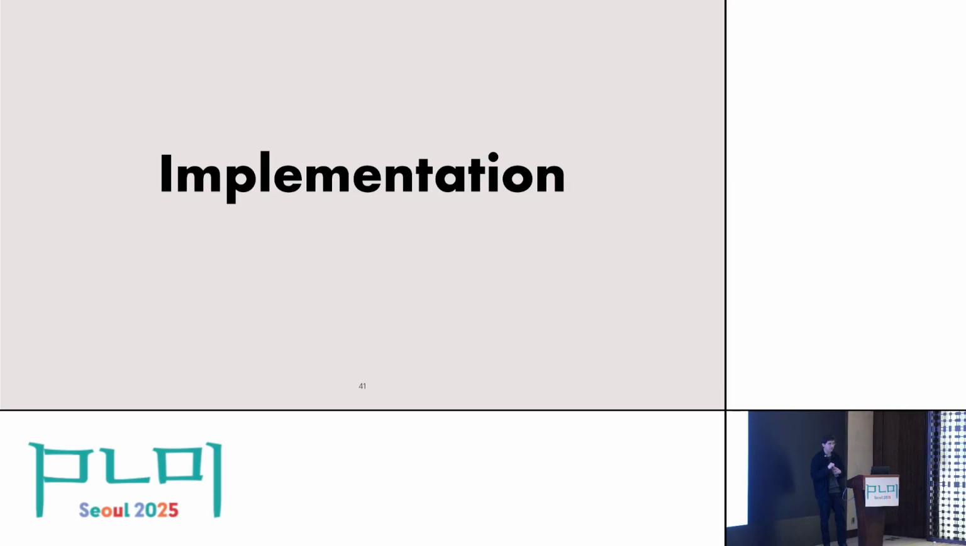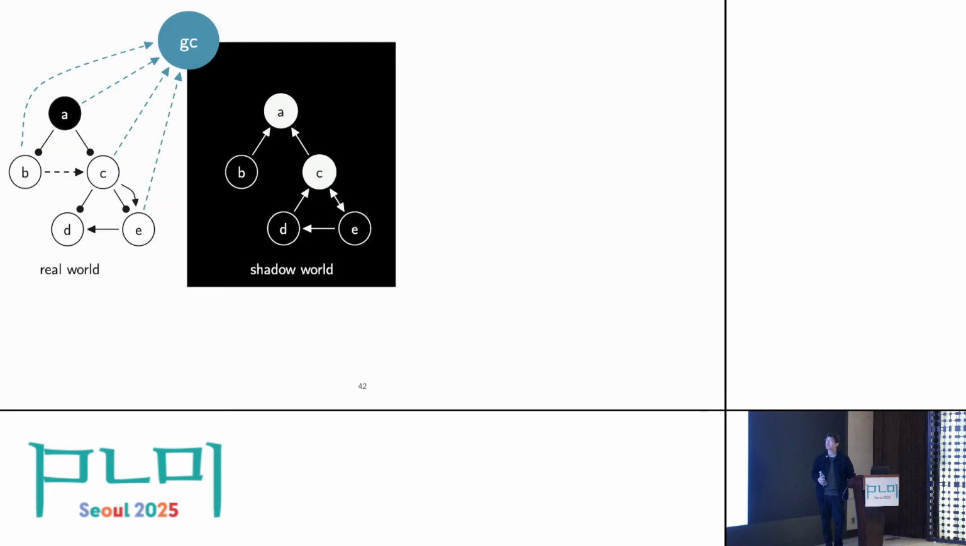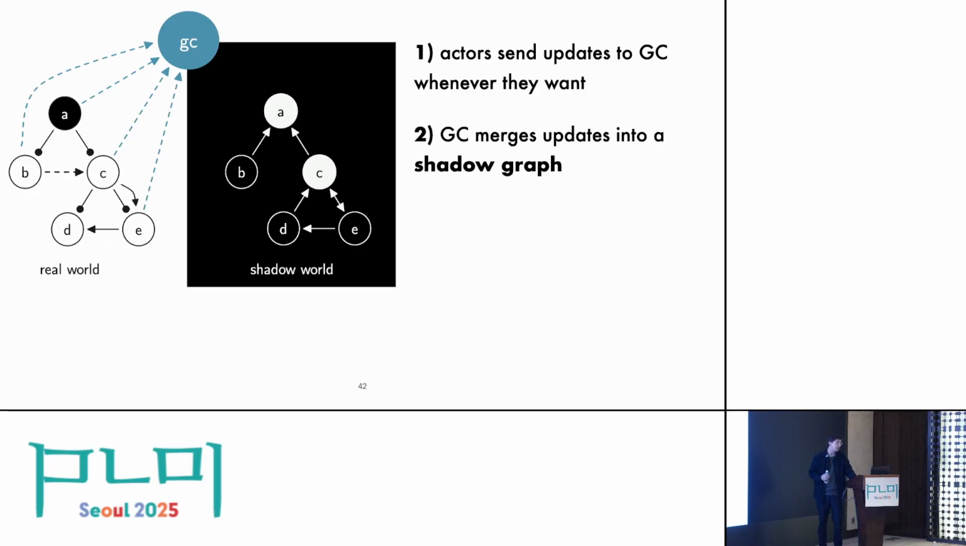And let's get away from these birds and get into the machine. This is not a great figure, but it's so cool, and it's in the paper, and I know none of you are going to look at the paper, so I just wanted to show you. I love this figure. The basic idea of how this is going to work is that actors send updates to the garbage collector, but they can send updates whenever they want. You can customize this, actually.